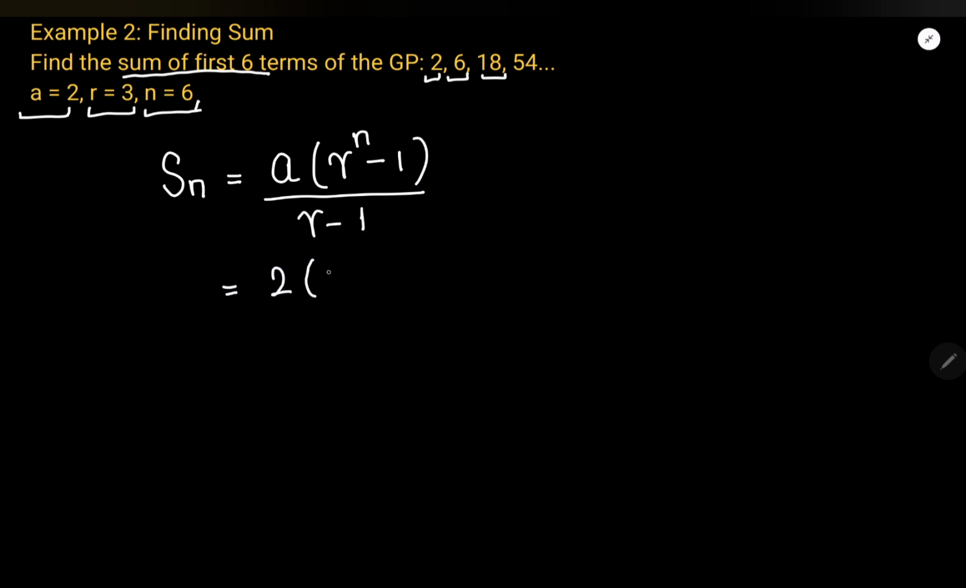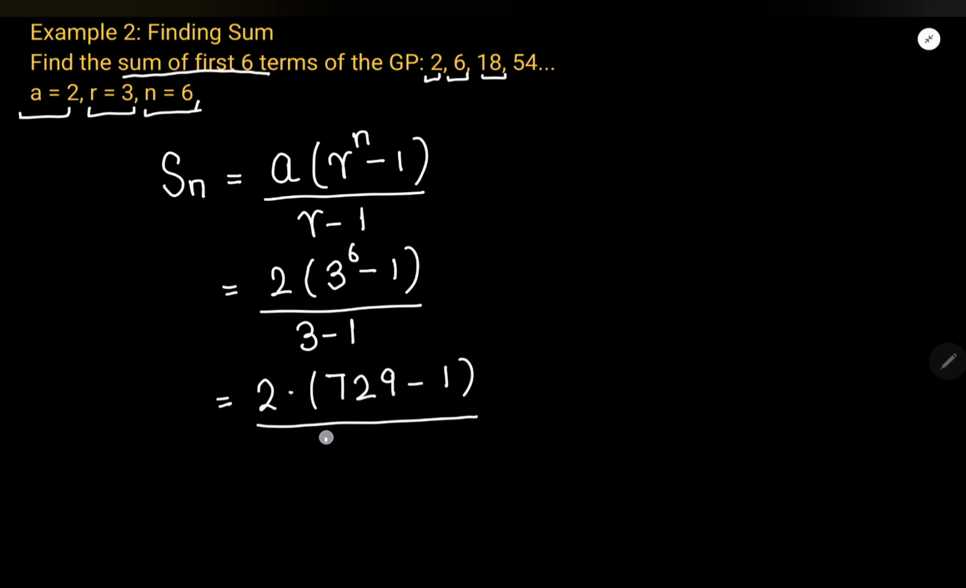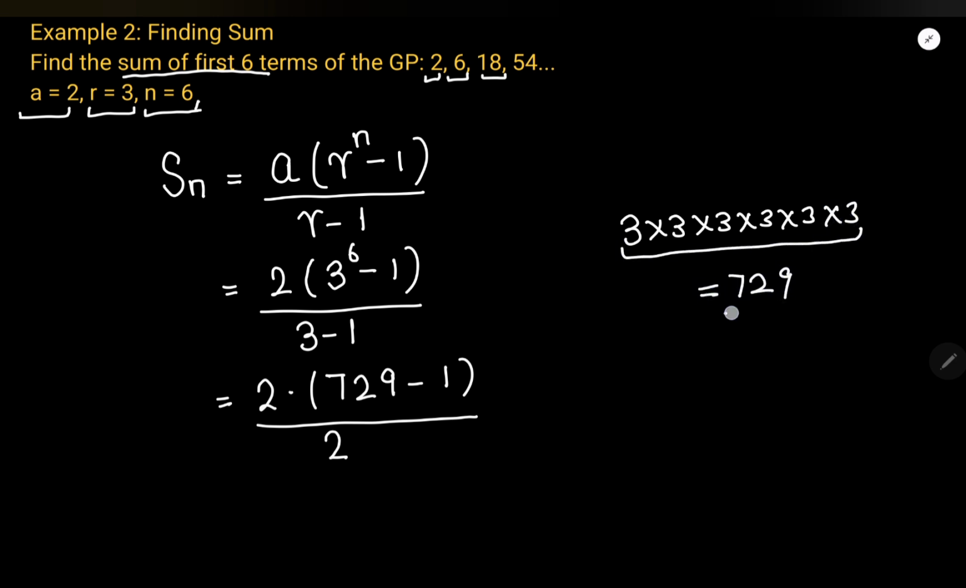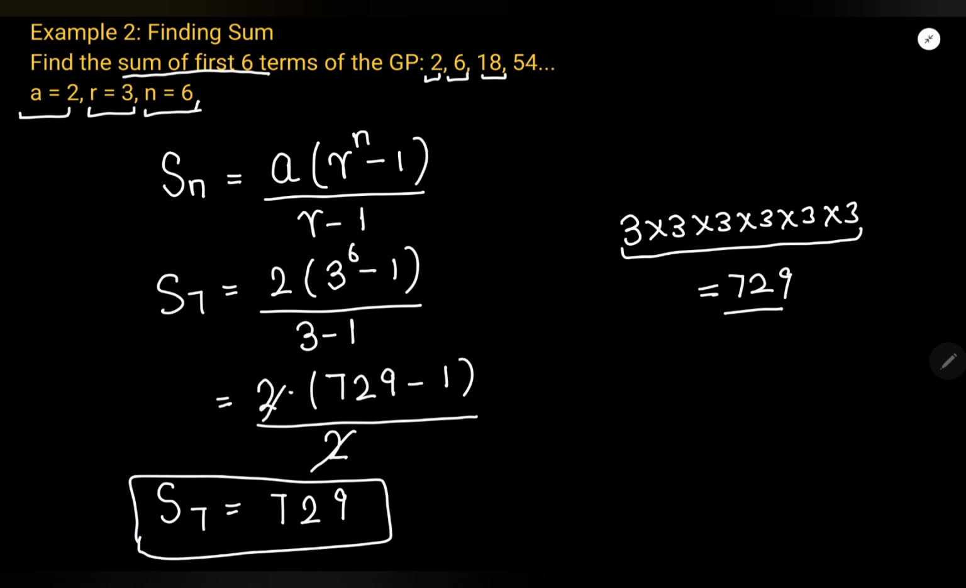A is 2, R raised to power n means 3 raised to power 6 minus 1 by 3 minus 1. 2 times 3 raised to power 6. What is 3 raised to power 6? 729, minus 1, divided by 3 minus 1 which is 2. 3 raised to power 6 means you multiply 3 six times and then you get 729. So you cancel out the 2, and what is the sum of n terms? The sum of 6 terms is 728.